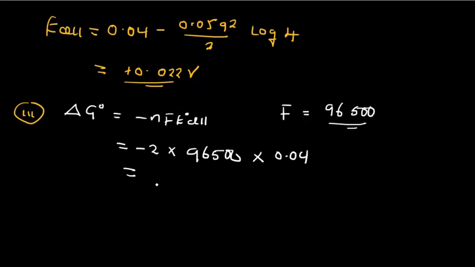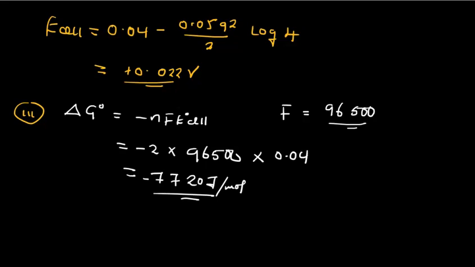After that we just punch and get our final answer. So our final answer will be somewhere around -7,720 joules per mole. So this is our free energy.